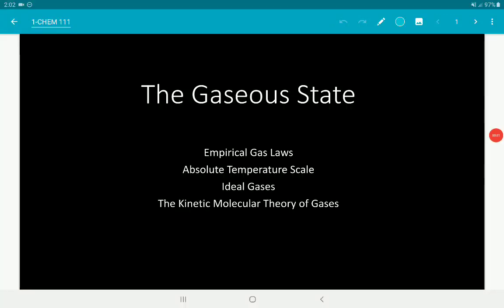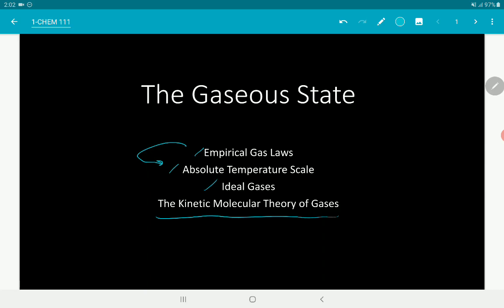So in this video, I'll be discussing the different empirical gas laws that describe the gaseous state and its properties. I'll also describe the absolute temperature scale and how it was derived from one of the empirical gas laws. I'll also discuss the ideal gas equation and how it was derived from the four empirical gas laws and the basis for the empirical gas laws, which is the kinetic molecular theory.